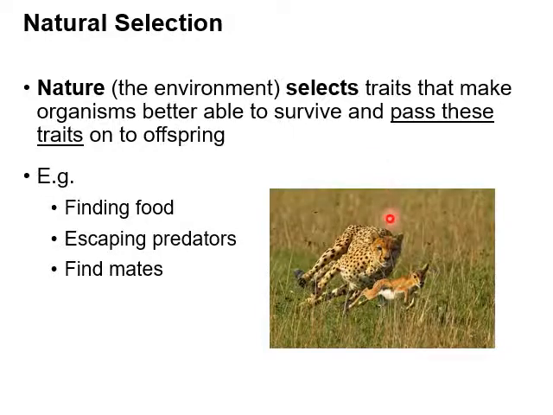Maybe this is a particularly fast cheetah, or maybe it's a really cunning cheetah, or maybe this cheetah blends in really, really well with the grassland that it's living in. So it's going to survive and pass those traits onto its offspring. So next year, and in the future going forward, more and more cheetahs are going to have traits like this one.